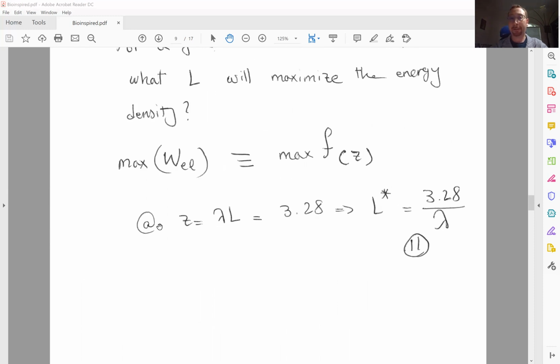And that gives us an L star. F becomes maximum when Z, equal to lambda L, is equal to 3.28. From here we can calculate an L, which we call L star. L star is 3.28 divided by lambda. Lambda, keep in mind, has material properties in it, has the width of the tablets in it, has the mortar width in it. So it's a very definitive parameter of the system. And keep in mind, we didn't know lambda until we did this analysis.